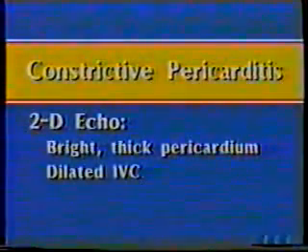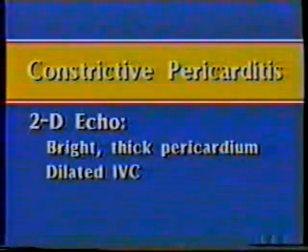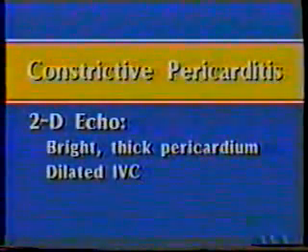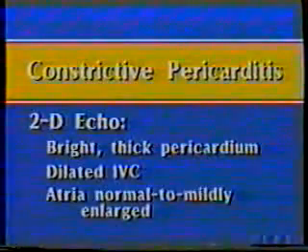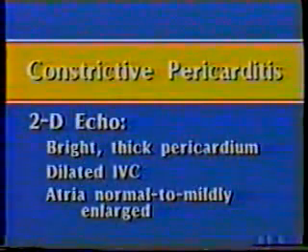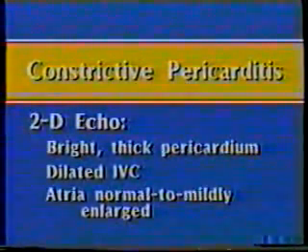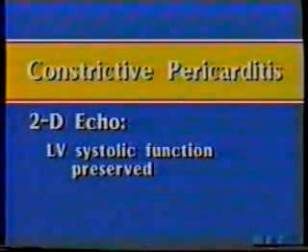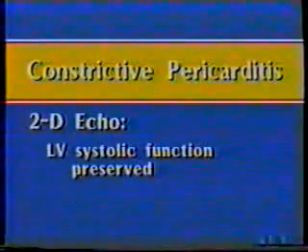With constrictive pericarditis, as with tamponade, the IVC and hepatic veins are usually dilated. As opposed to restrictive cardiomyopathy, the atria are most commonly normal to only mildly enlarged. LV systolic function is usually well preserved.